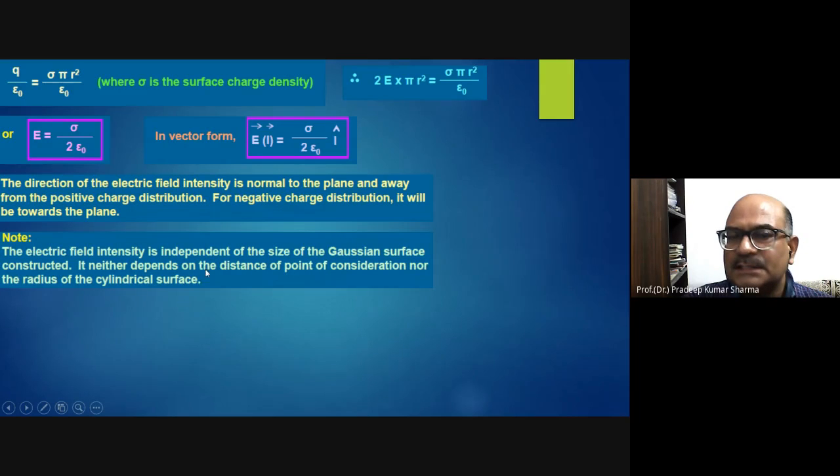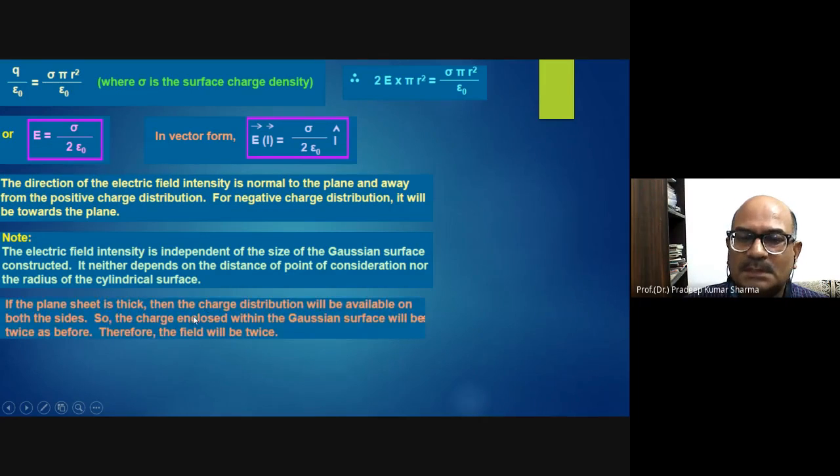Electric field intensity is independent of the size of the Gaussian surface. Again, this is an important part, you always have to remember this. And if the plane sheet is thick, then the charge distribution will be available on both the sides. So for a thick plane sheet, there will be sigma by epsilon naught.